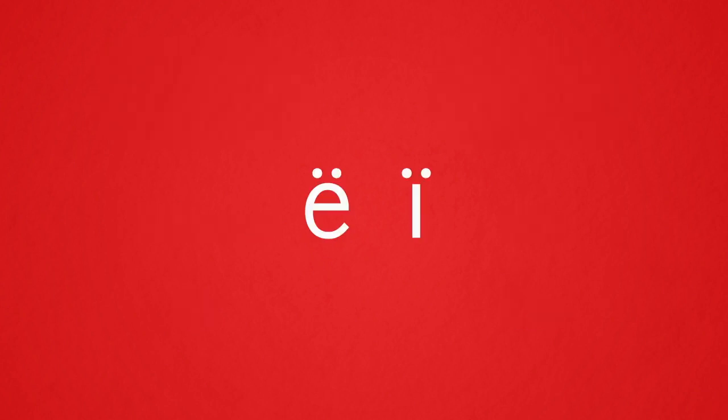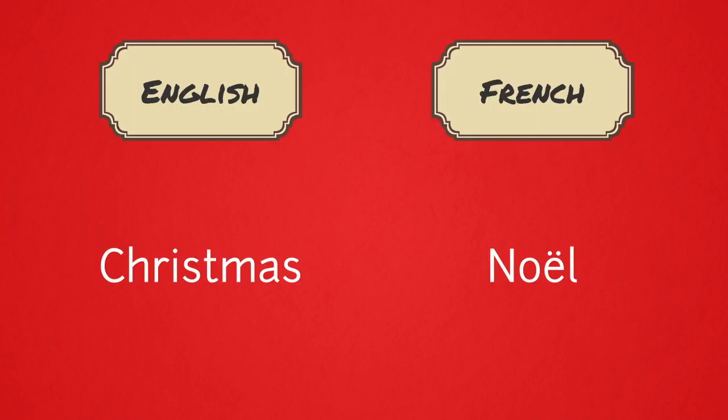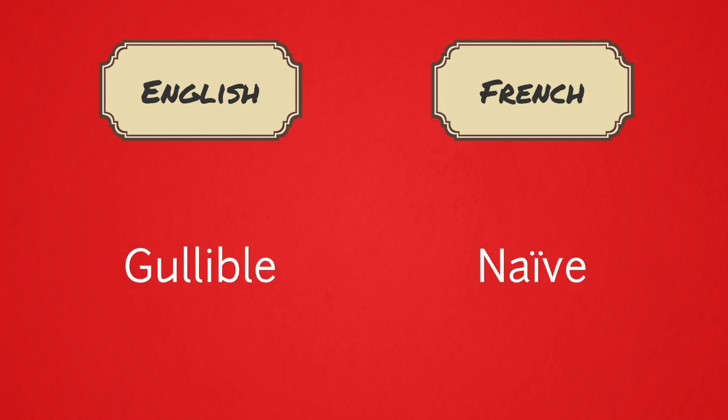Now let's look at these letters. The symbol above these letters is called the Dioesis. They are used to give the vowel a separate pronunciation from the preceding vowel. Let's look at 2 examples. Repeat after Julie. Noël. Naïve.